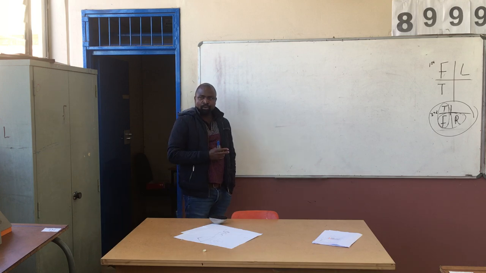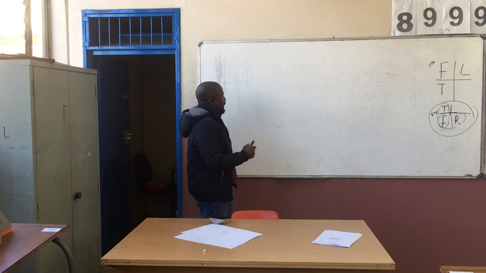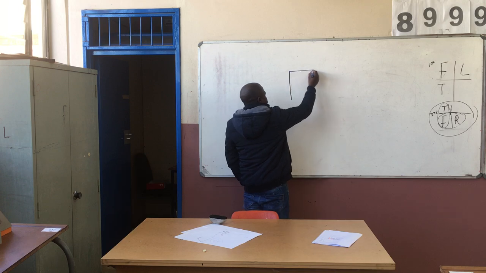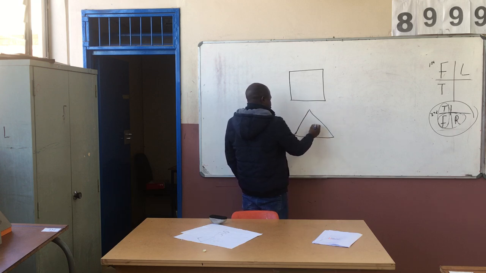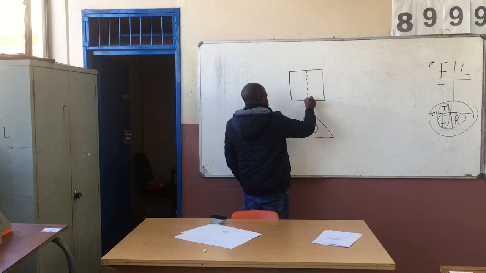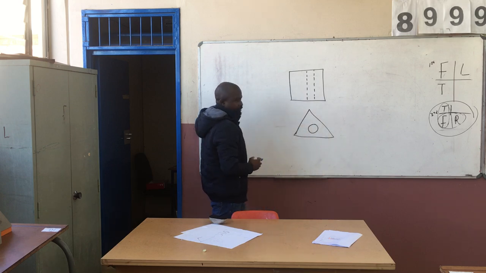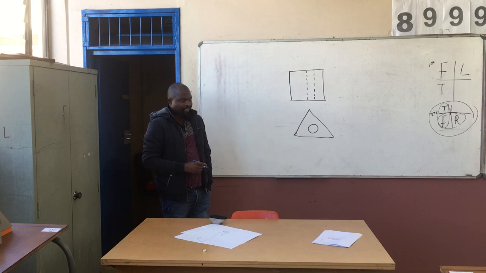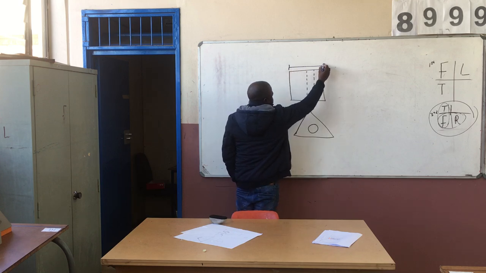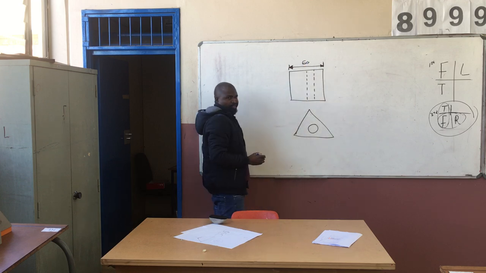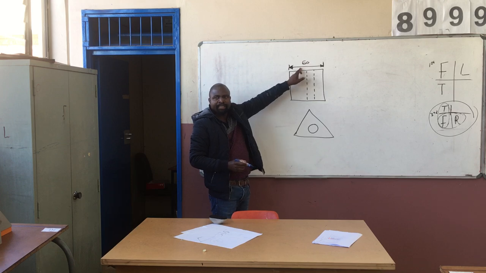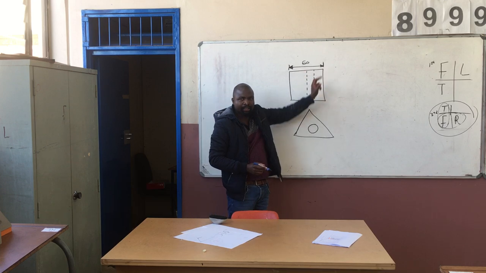Now, you are given two drawings. Okay, I'll start with this one. You are given this drawing. On this drawing, they will give you something like this. There's an arrow there, and this arrow is facing this side. And here is 50. Those are the dimensions. They are telling you that from here up until there is 50.